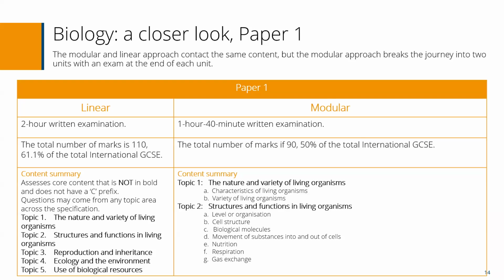The modular paper 1 is a shorter exam, 1 hour, 40 minutes for 90 marks, and it covers 50% of the spec. And it will just cover topic 1 and topic 2 down to G. Topic 2 goes on a little bit further past G, so it's not the whole of topic 2. So the advantage of that is that the students are only revising half of the specification before they sit an exam on it. Once they've sat that exam, that mark is filed, and then they can go on and learn the second half of the material from then on. Okay, so that's a key difference.